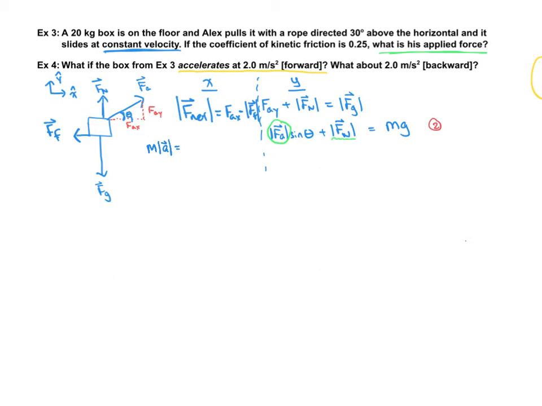FAX, the x component of the applied force, is written as FA cosine of theta. And then force of friction is mu times the normal force. Okay, so that becomes my new equation to solve for the same problem, but this time the box accelerates to the right. So it's a bit more complicated.